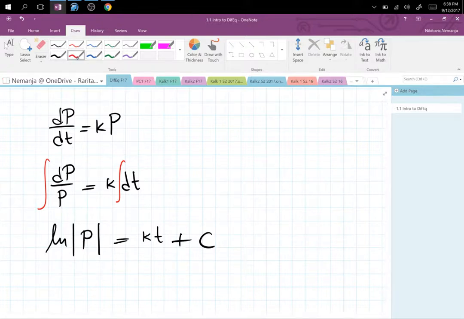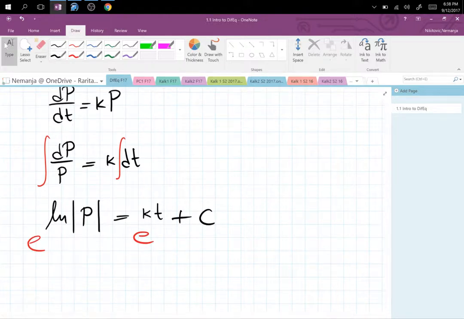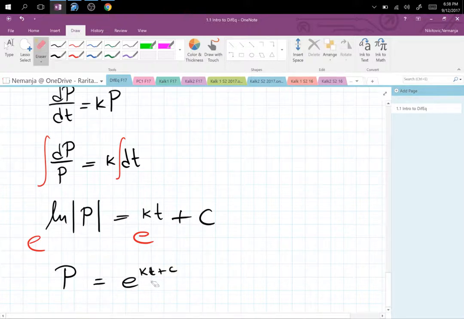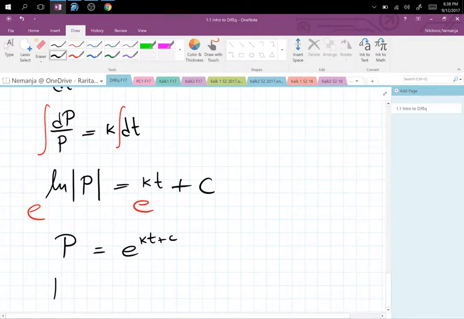All right, so now we're going to e both sides. Now, when I e both sides, I don't need absolute values anymore because the ln is gone. So it's just p now. I don't have to put absolute values anymore. On the other side, I have e to the kt plus c, and this might be now the next issue. We want to simplify this as much as possible. I'm going to start writing p of t because it's a function of t. You see the variable t on the other side.